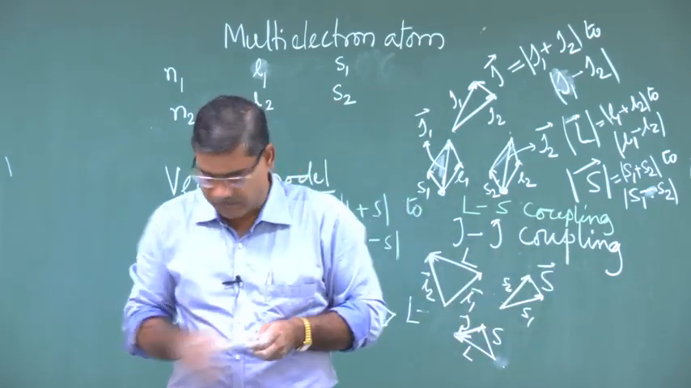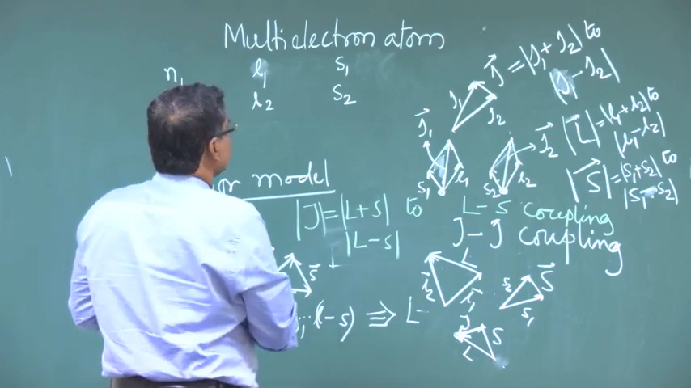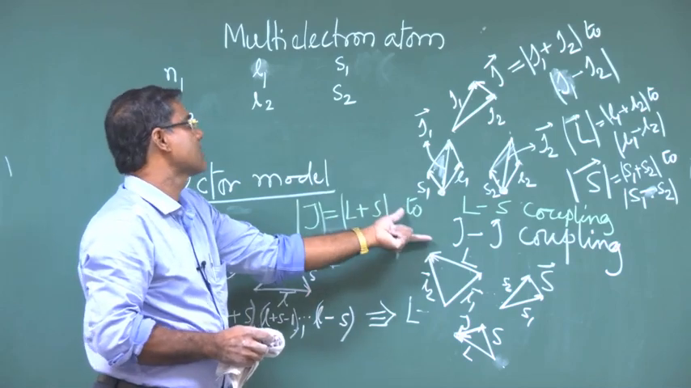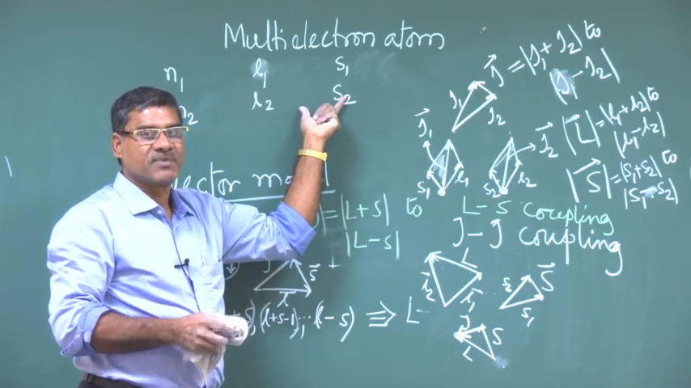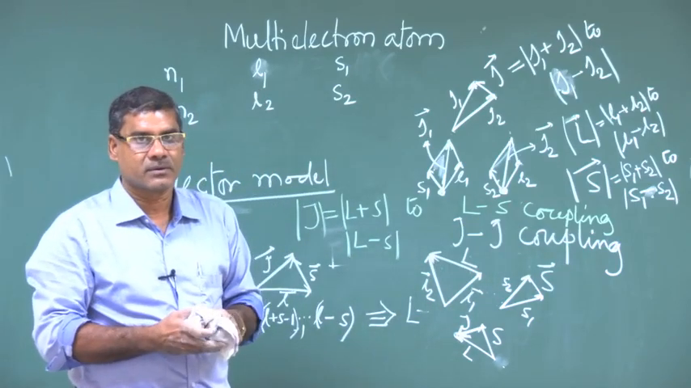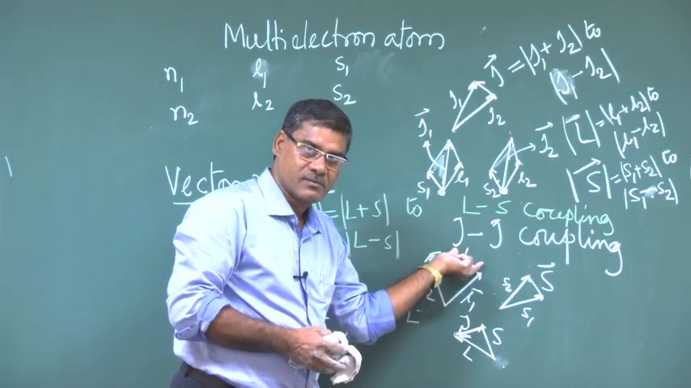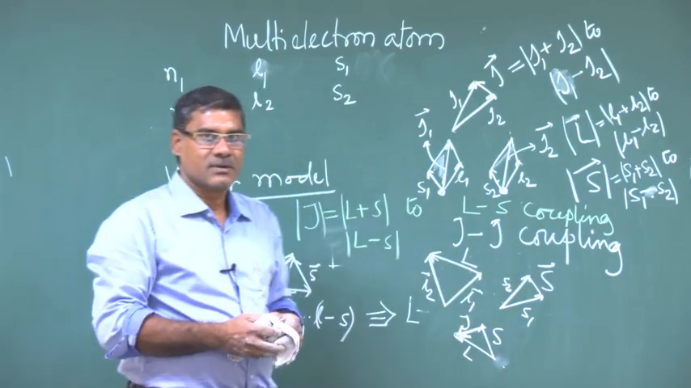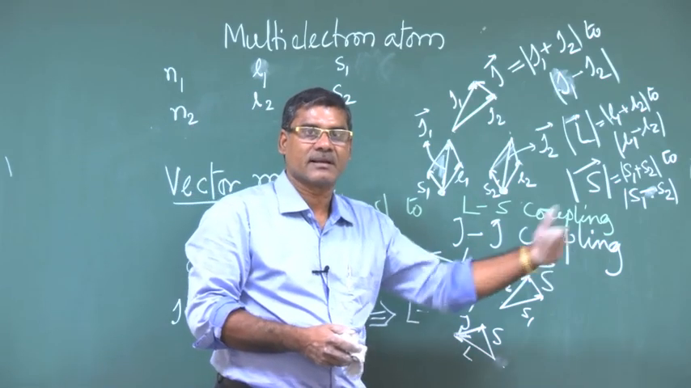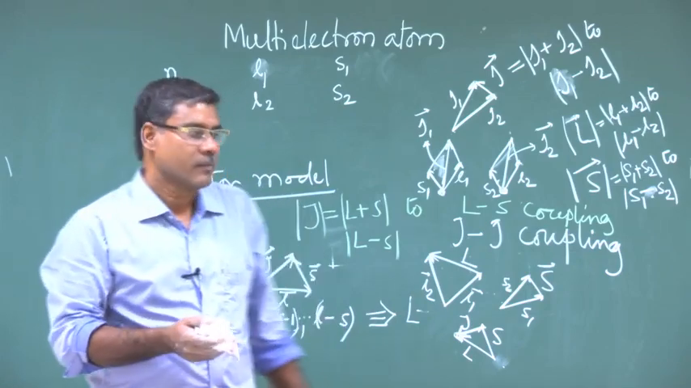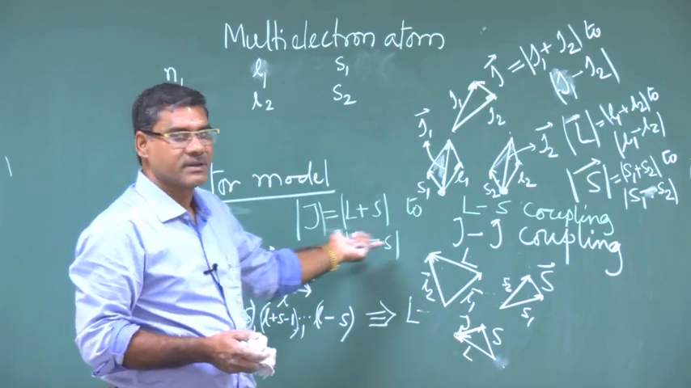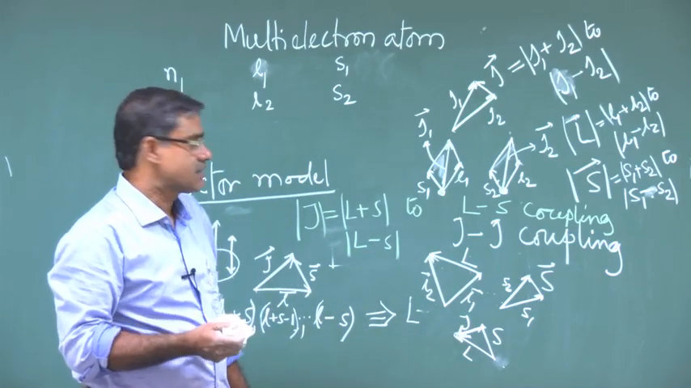So, this is basically the vector model. We have considered 2 electrons. If there are 3, 4, or 5 electrons, one can find it the same way. For L with 2 electrons, if I take a third electron, I have to add this L3 to this L to get the resultant L. Similarly for S, and then we will get J for the 3 electron, 4 electron, and 5 electron systems.